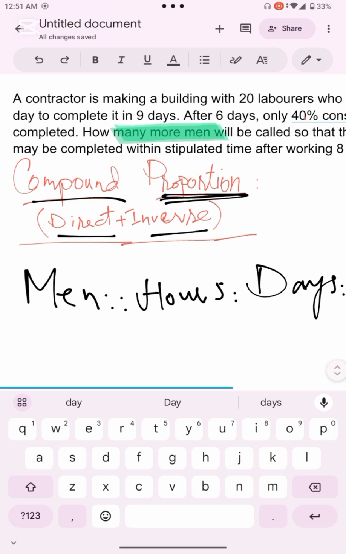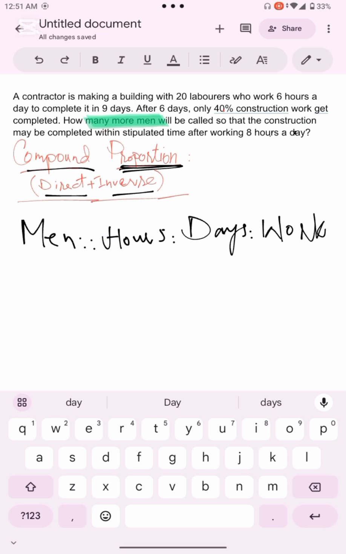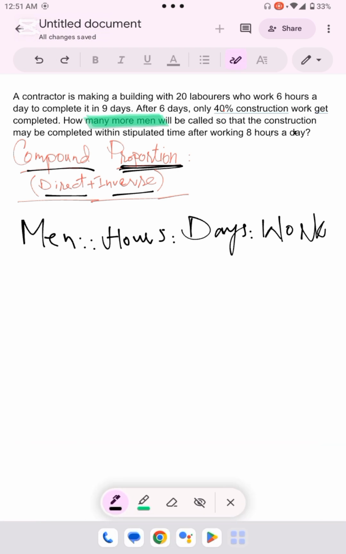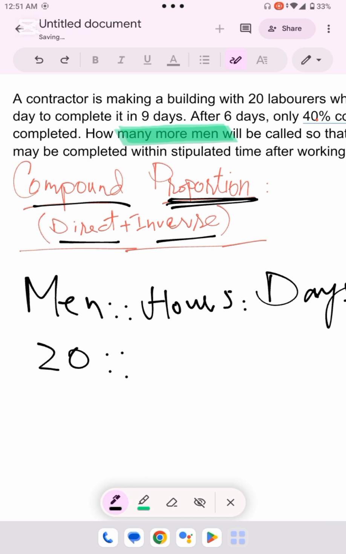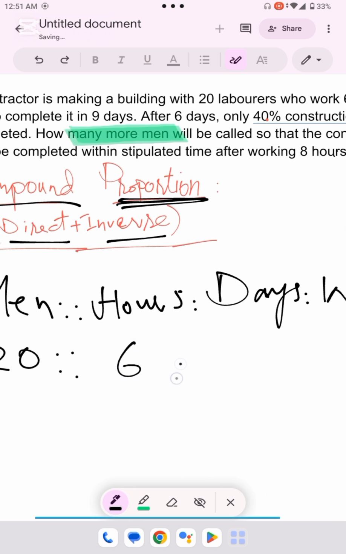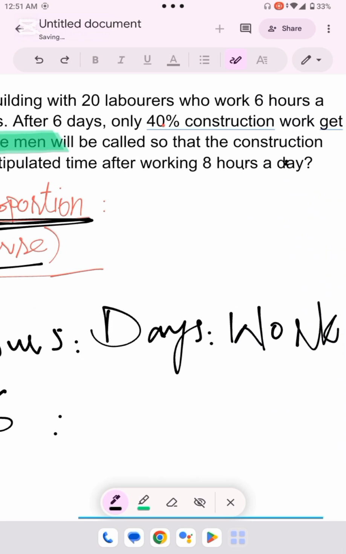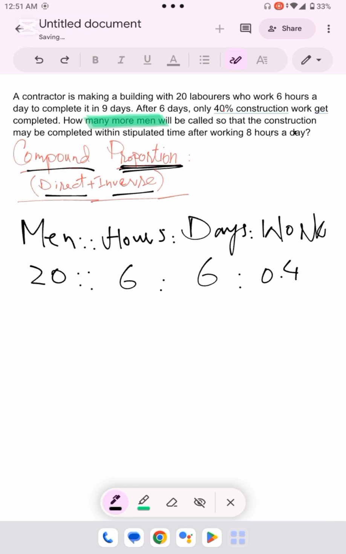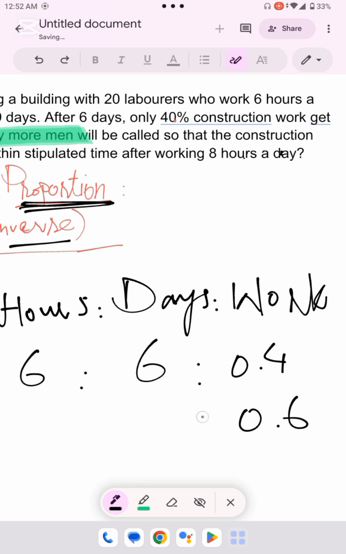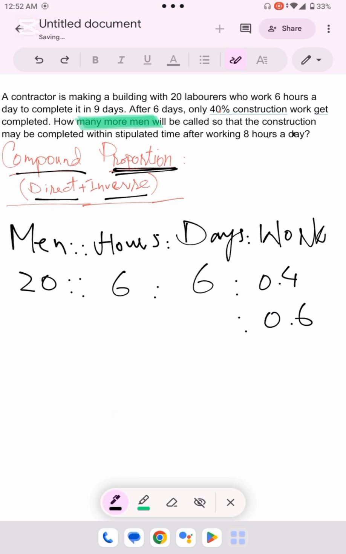Okay, now we meet with the statement to get the number of men. There is no problem. The number of men would be 20 at the start. The number of hours that they are working is 6. They are working 6 hours a day, and after 6 days, so that means they worked for 6 days, and only 40% construction work got completed. So that would be 0.4. 0.4 is also another notation of 40%. Okay, that means 60% still needs to be done. So there would be 60% or 0.6.